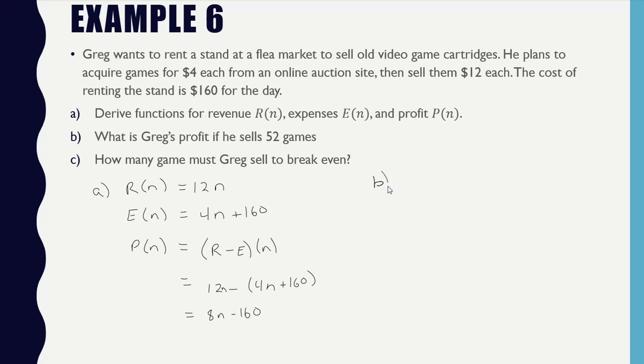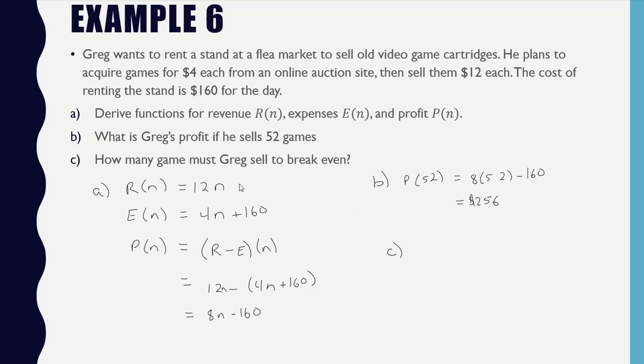Okay, B. What is Greg's profit if he sells 52 games? So we're going to do P of 52, equals 8 times 52 minus 160. And we get $256 is his profit.